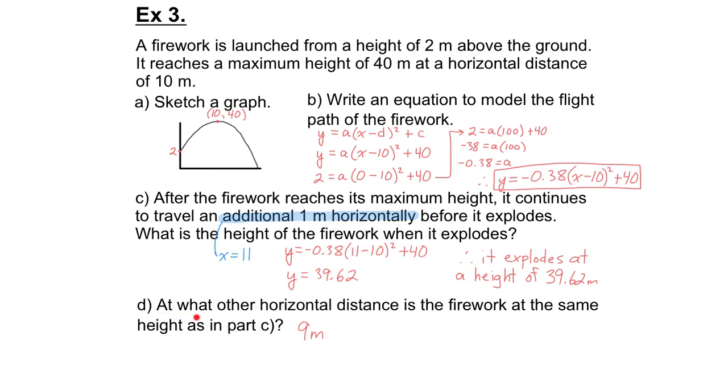And lastly, at what other horizontal distance is the firework at the same height as in part C? So at the same height as when it exploded. Think about symmetry. If it exploded 1 meter to the right on the graph, well, symmetry would say the same height would happen 1 meter to the left of the vertex on the graph. So that's 9 meters. You can use symmetry to answer this question.